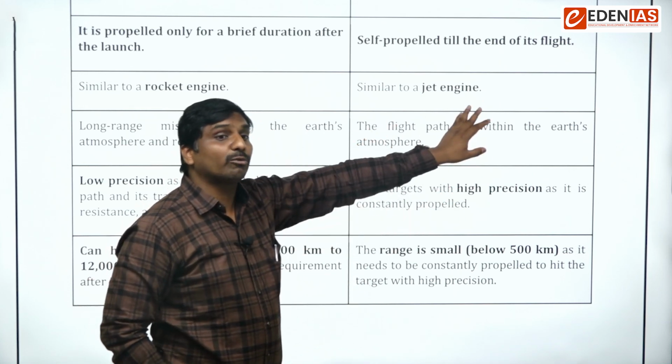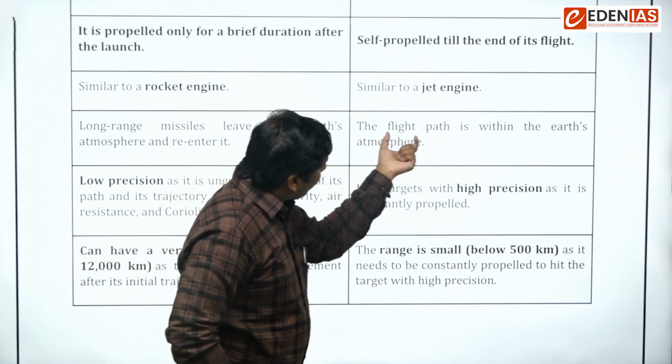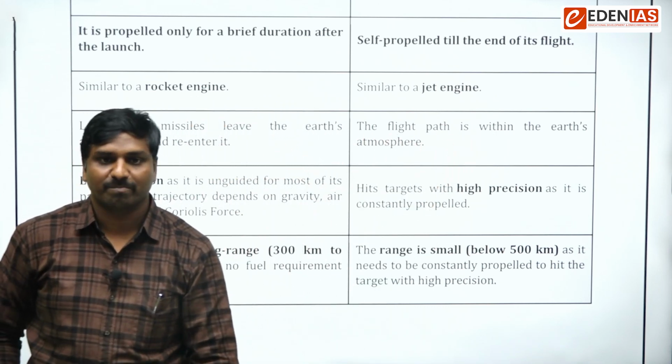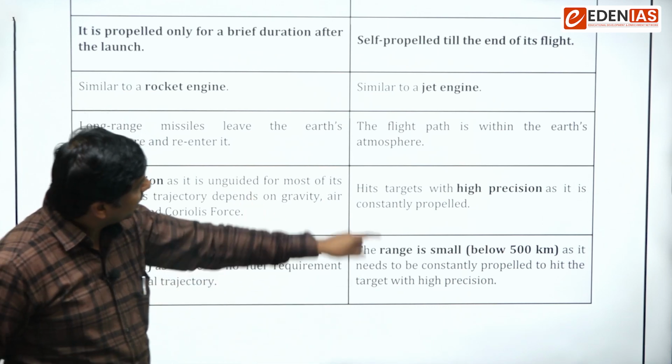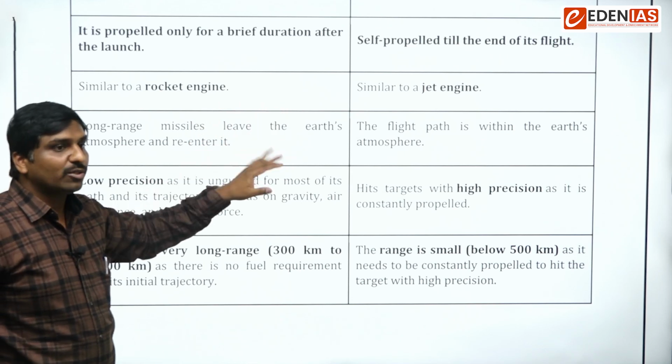Whereas for cruise missiles it is a categorical statement. You remember, categorical statement means it's a fixed statement. The flight path is within the Earth's atmosphere. So it would always be within the atmosphere. Here it's a categorical statement, here it's a relative statement. So that is one thing.